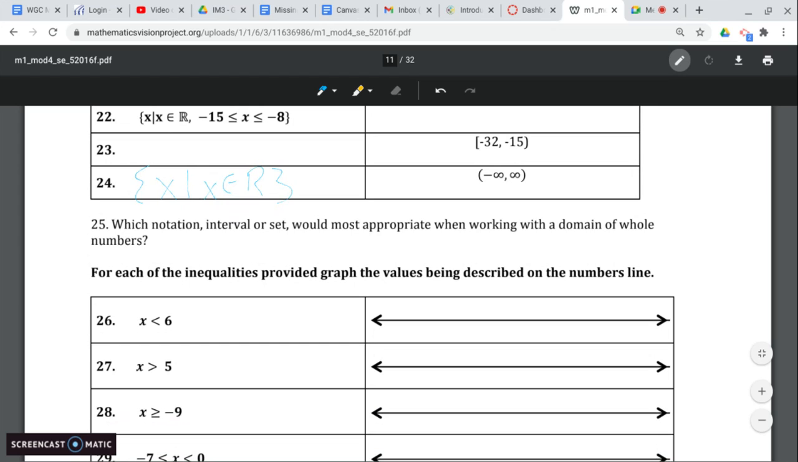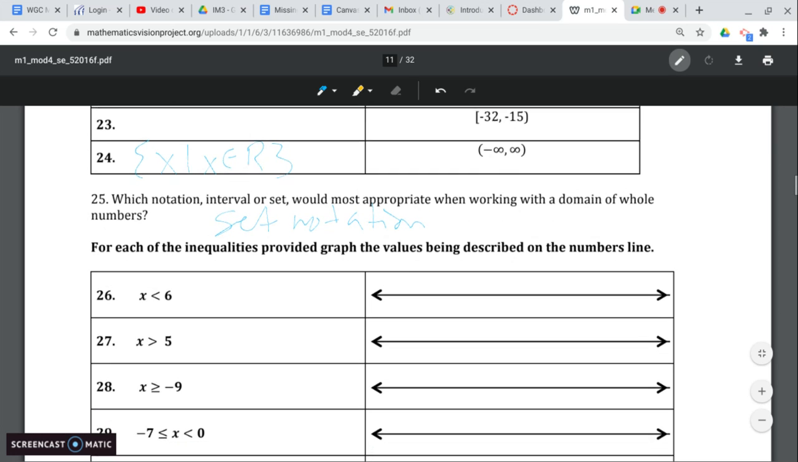All right, for 25, which notation, interval or set, would be most appropriate when working with a domain of whole numbers? So if it's just all whole numbers, then it's going to be easiest to use the set notation because we can just say x when x is an element of the whole numbers.